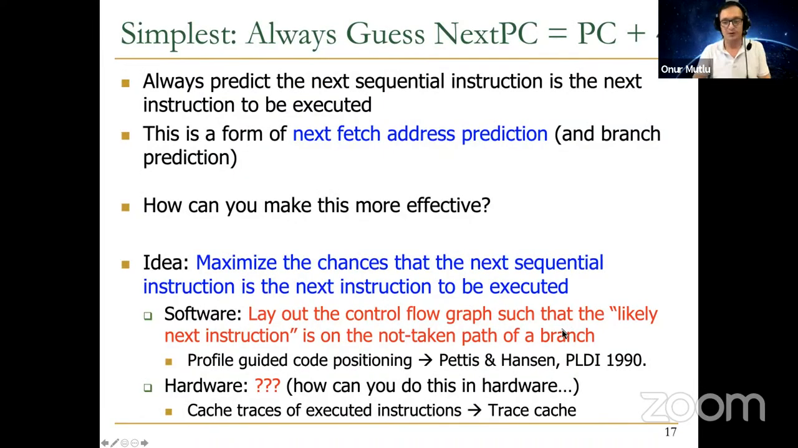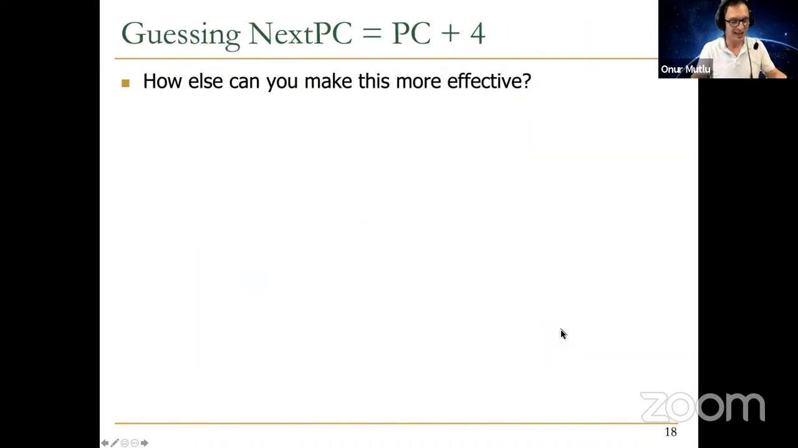Okay, I'll stop sharing and go back over here. No, somehow I cannot go back. Okay, share screen again.